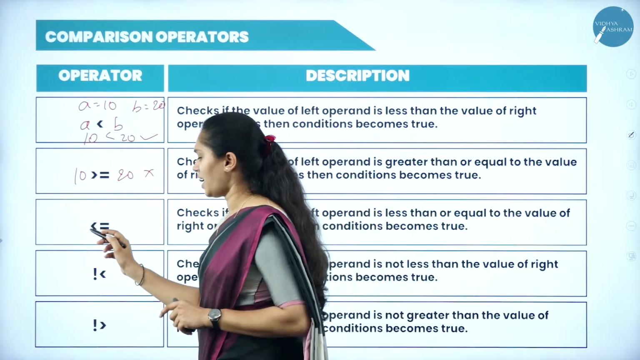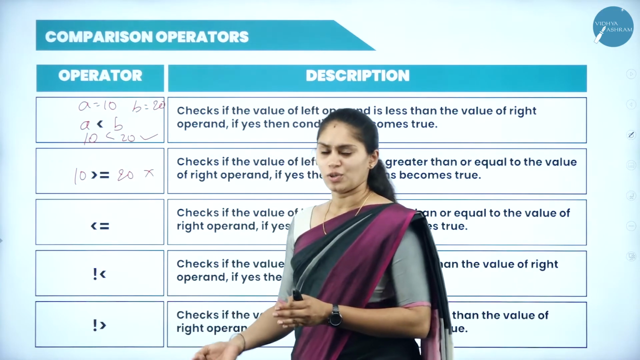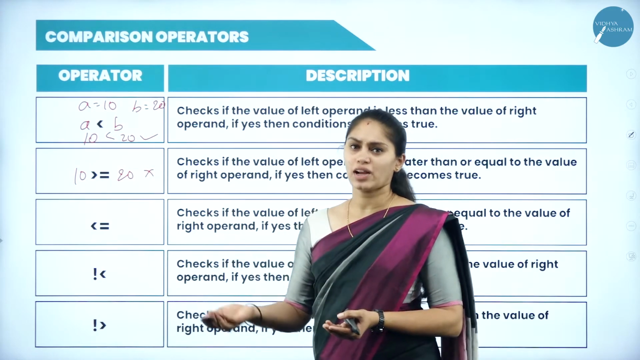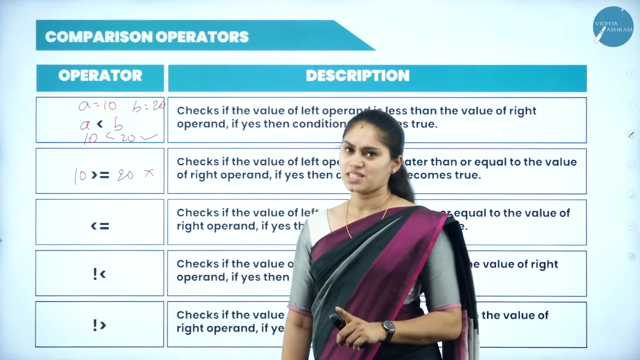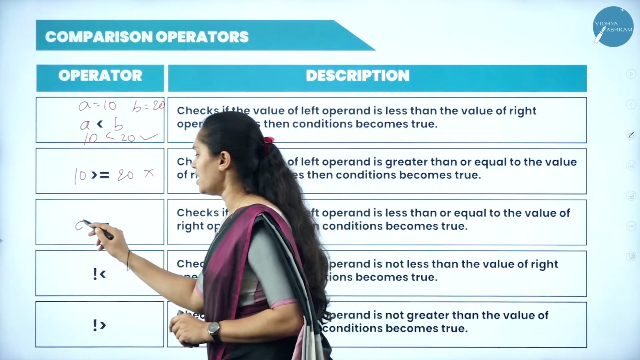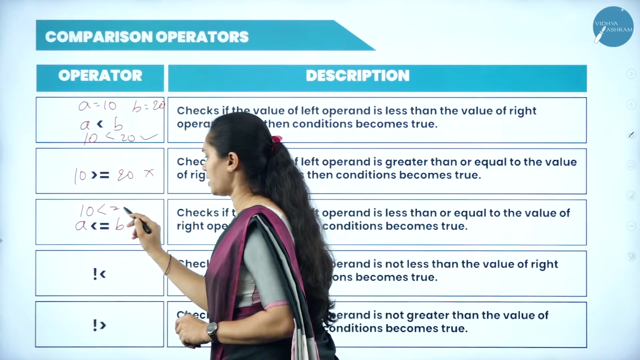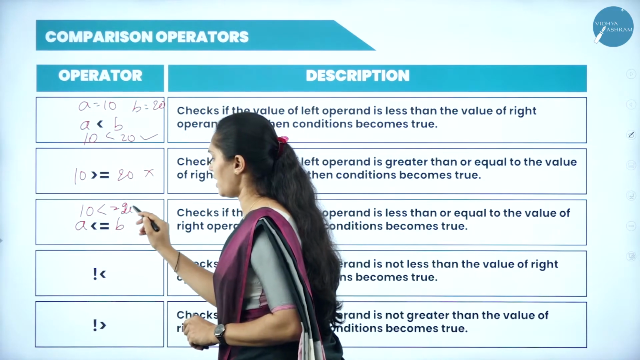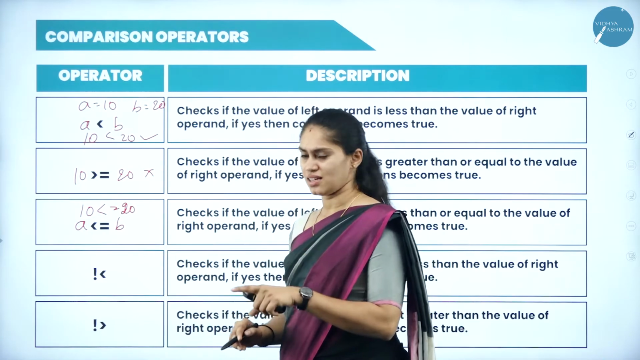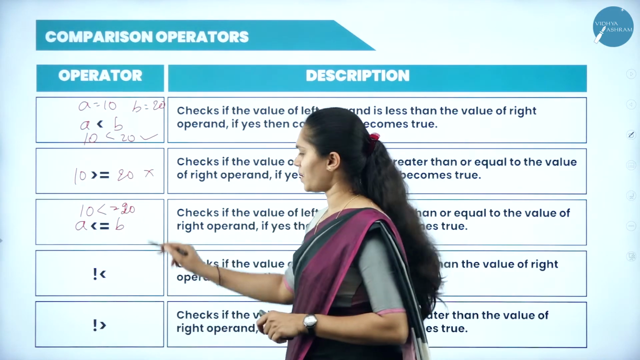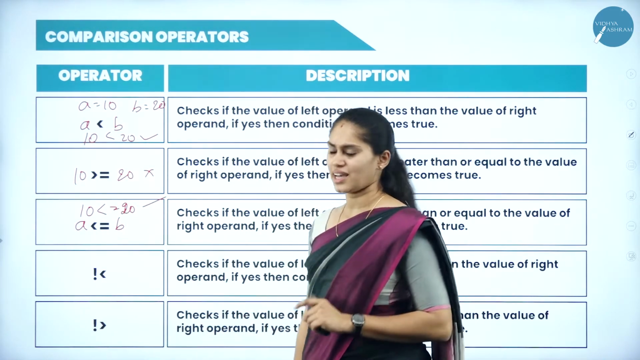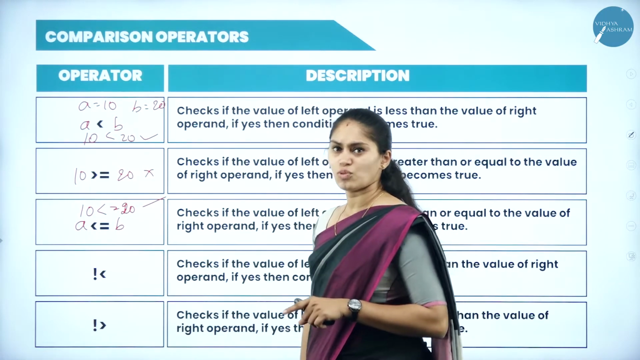And also we have lesser than or equal to. If it is either lesser or equal, then it will return true, otherwise it will be false. For example, A lesser than or equal to B. That means 10 lesser than or equal to 20. Here it is not equal, but it is lesser. If any one of the conditions gets satisfied, then it will be true. So in this case it will be true. So next, what do we have?